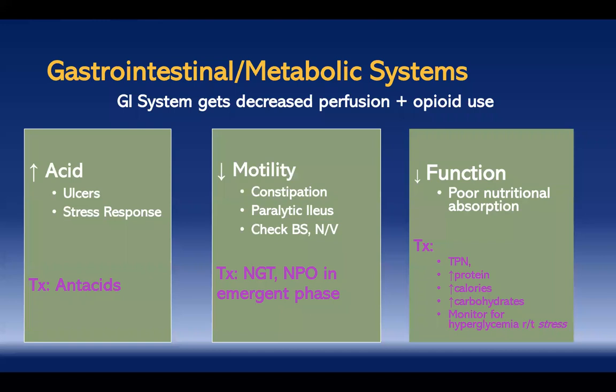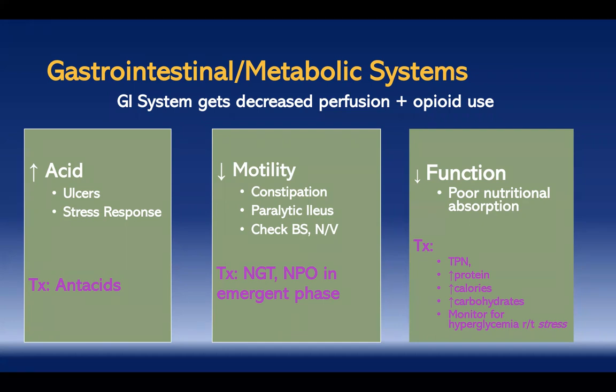Additionally, we're going to notice decreased motility of the gut, decreased peristalsis. The patient may have constipation, or at worst case scenario, paralytic ileus, where the gut stops moving altogether. And we are going to want to check these things by checking bowel sounds and checking for any nausea or vomiting. We're going to probably need to put in an NG tube to help with gastric decompression. The patient will be NPO in the emergent phase, the first phase of healing, for the first couple days, because their gut just can't handle any food.